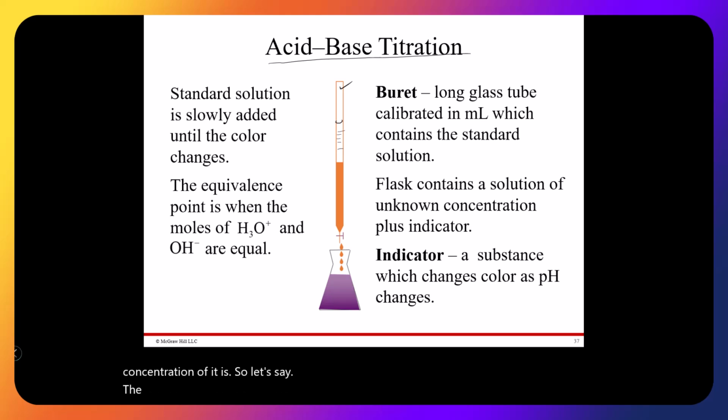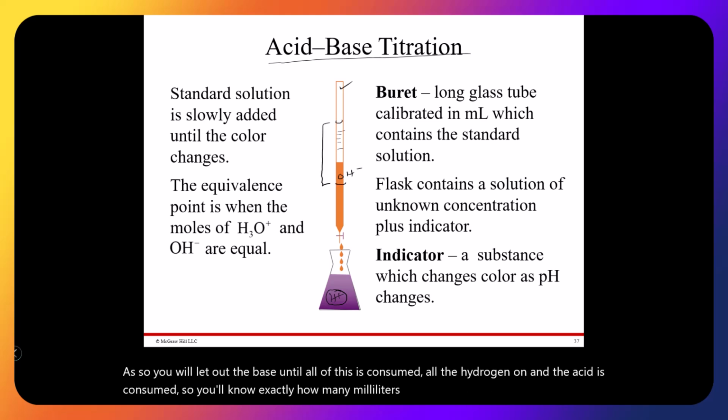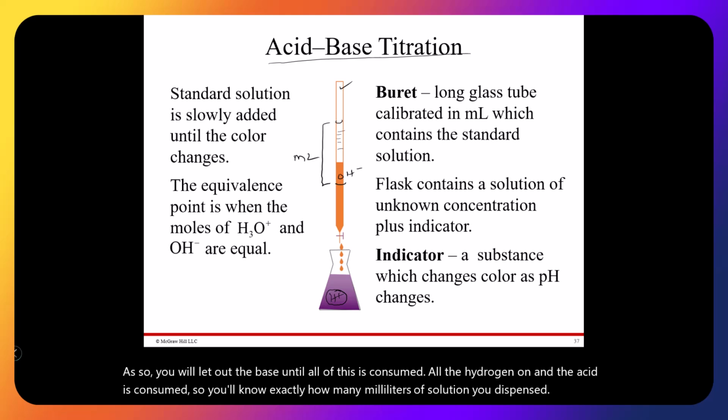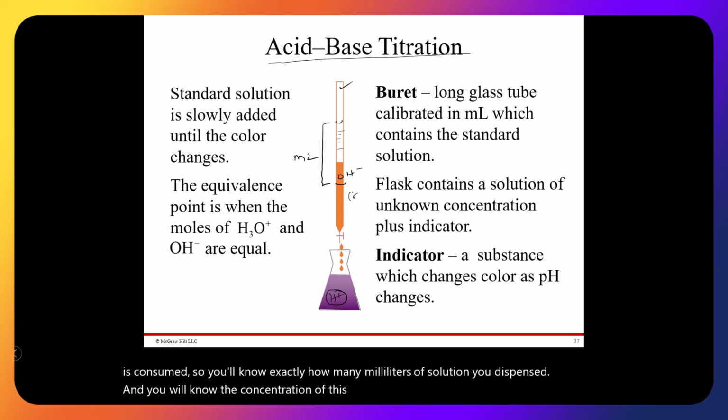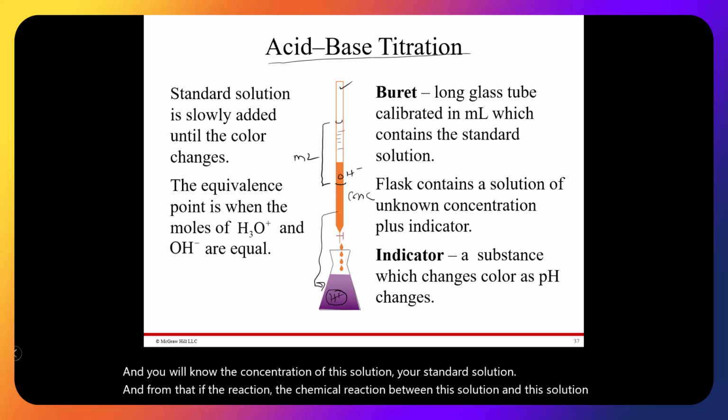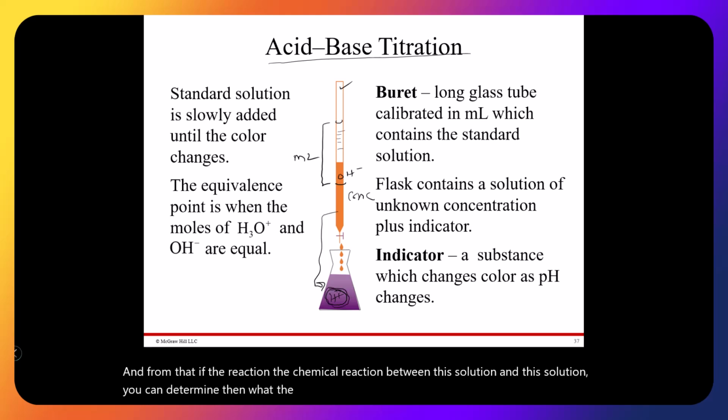So let's say the acid is in here, and the base is in here. You will let out the base until all of this is consumed, all the hydrogen ion in the acid is consumed. So you'll know exactly how many milliliters of solution you dispensed, and you will know the concentration of your standard solution. And from that, if you know the chemical reaction between this solution and this solution, you can determine then what the concentration of the hydrogen ion was in the solution.